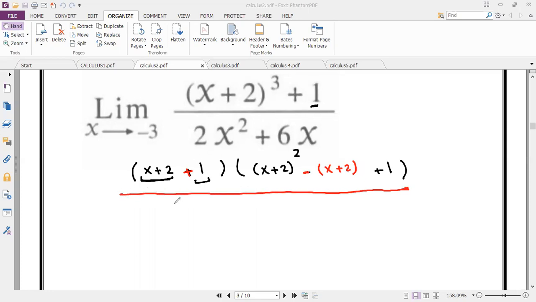We can take 2x as a factor. So when taking 2x as a factor, you will end up with x here: 2x squared divided by 2x is x, and 6x divided by 2x is 3. And here at the top we have x plus 2 plus 1, so it's x plus 3. So we can cancel them out, x plus 3 and x plus 3. Then I have canceled the zero factor from the top and from the bottom. Then you will put negative 3 instead of x in the function. You will end up with its negative half. That's it.